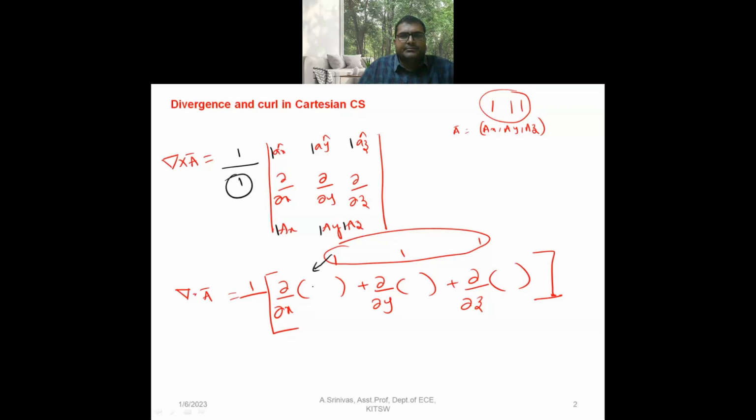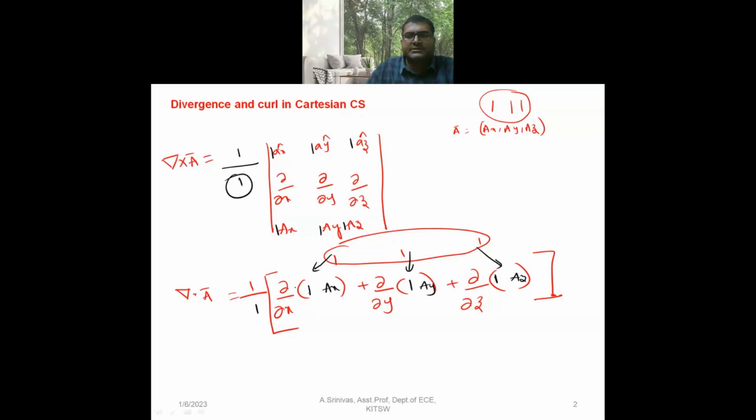So the LCM component is 1 and it is AX. Here it is AY and AZ. Its LCM component is 1. Its LCM component is also 1. And once again divided by the product 1 into 1 into 1. In this fashion, we can remember the divergence and curl in Cartesian coordinate system.